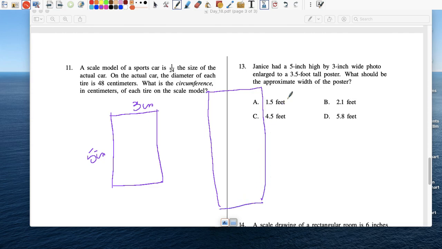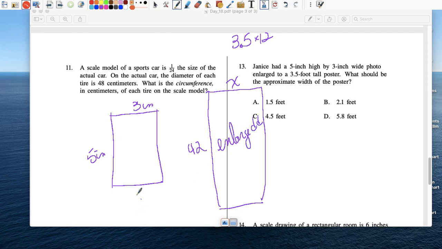And the height of the enlarged poster is 3.5 feet. So let's multiply 3.5 by 12, since 1 foot is 12 inches, so we put everything in inches. It's 42. So the height here is 42 inches. What is the approximate width? So this is what we're looking for, on the enlarged picture.